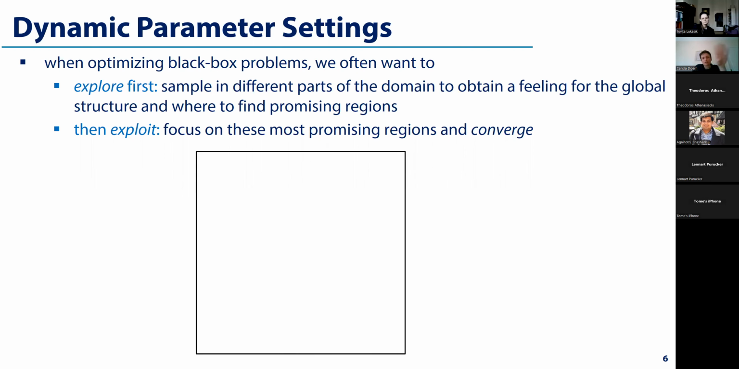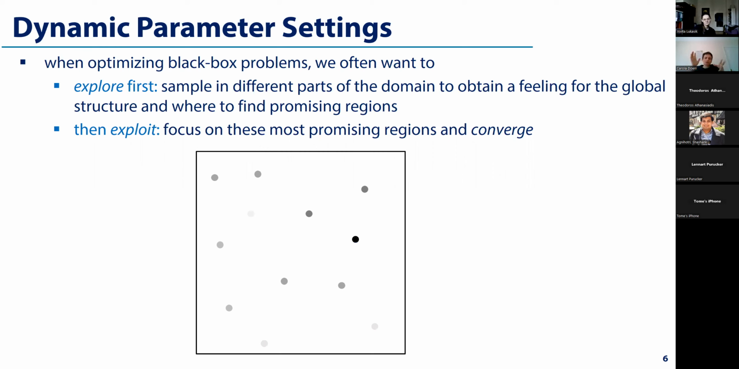Let's say this is our domain in which we can sample for good solutions. Then maybe we sample a little bit, we sample this one, this one, this one, and so on. We call this exploration because we don't really know what to do.